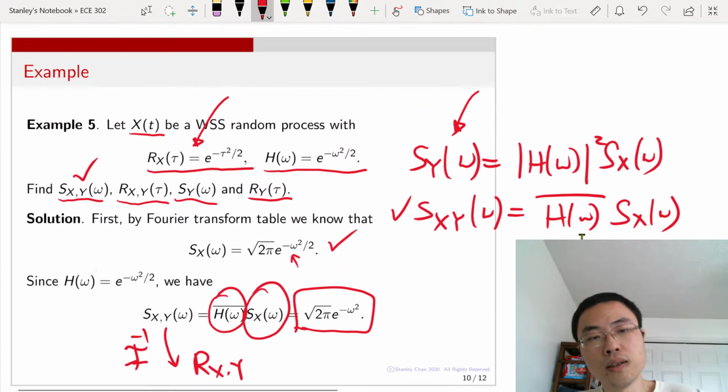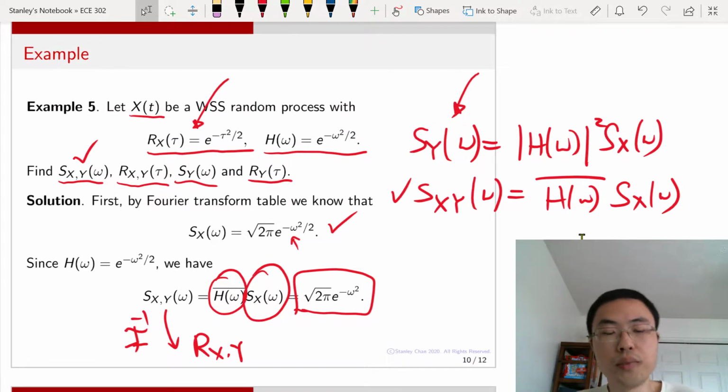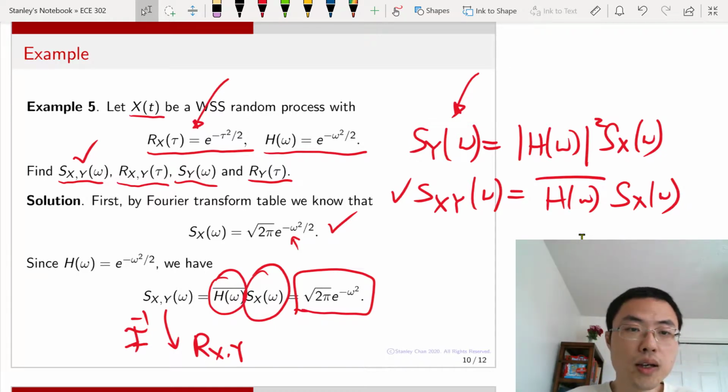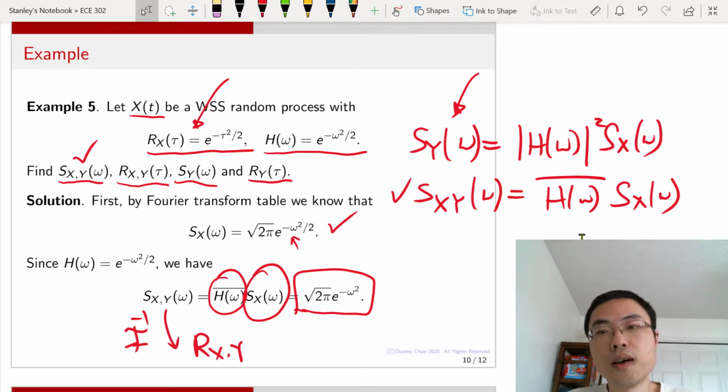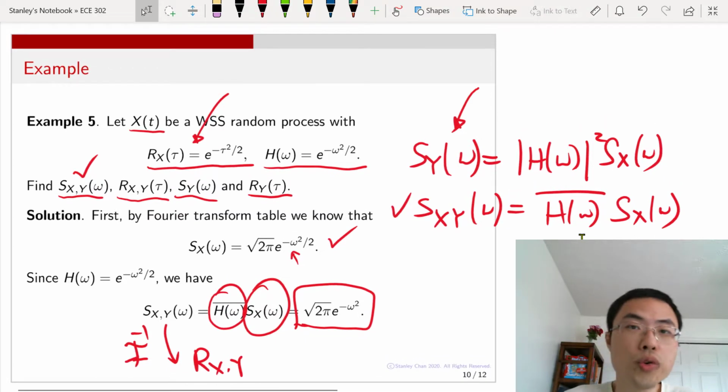So you can see that all these quantities can be readily computed as long as we know the system response, and we also know the input. Once we know these two, determining the output and also the cross terms, they are actually quite straightforward.